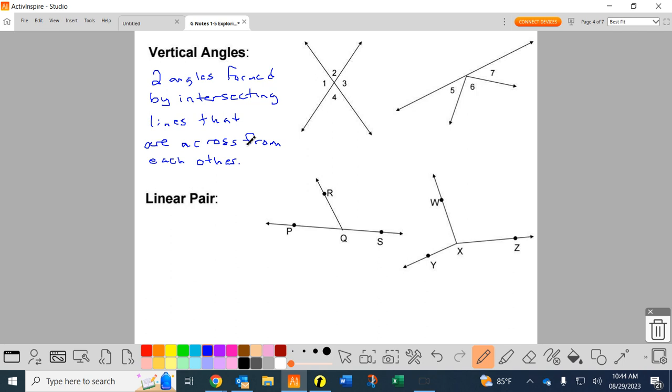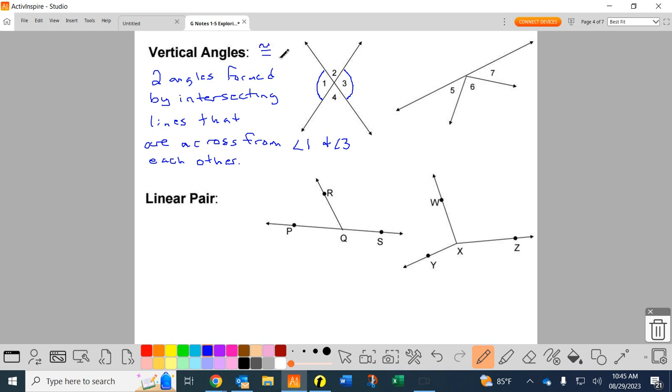So when you look at this picture right here, one would be vertical to what other angle? 3. Perfect. 1 and 3, with a little angle symbol in front. Angle 1 and angle 3 are vertical to each other. Now guys, look at those two angles. What else do you know about vertical angles? They are always what to each other? Congruent. Very nice. They are congruent to each other every time.